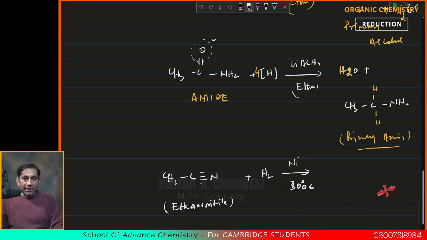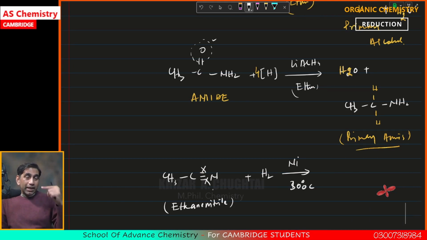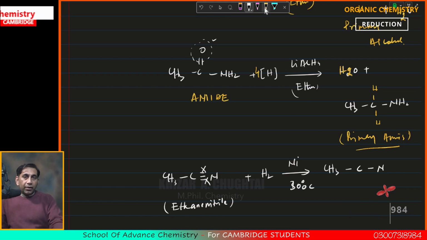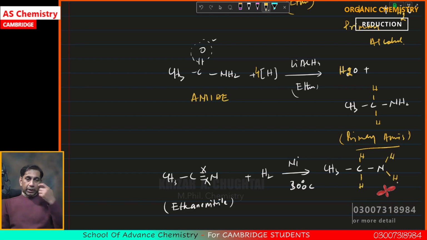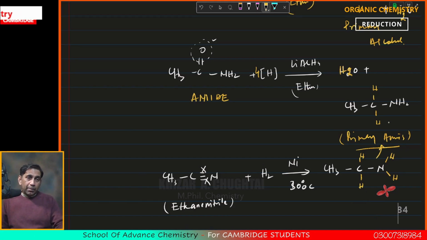You can see that there are basically 3 bonds, a triple bond. So 2 bonds will be broken and only the sigma bond is left with this group. So what is the answer? Basically CH3, C single bond N. Whenever you have broken the 2 bonds, 4 hydrogens will be added: 2 hydrogen to this carbon, and 2 hydrogen to this nitrogen. So once again, primary amines are formed.